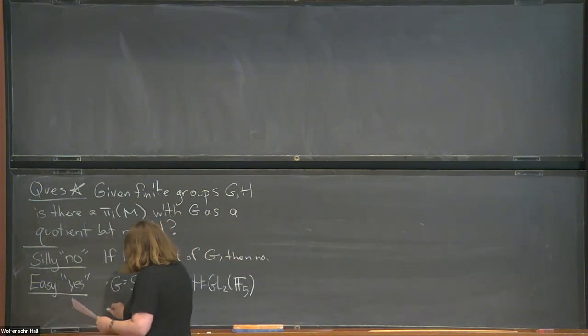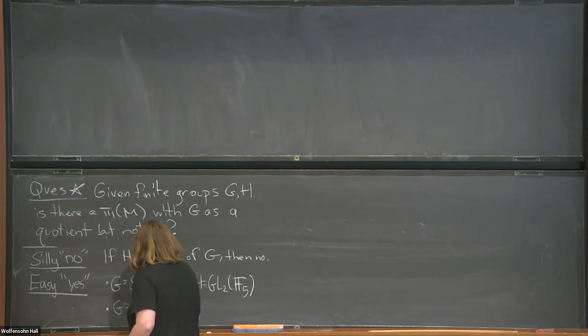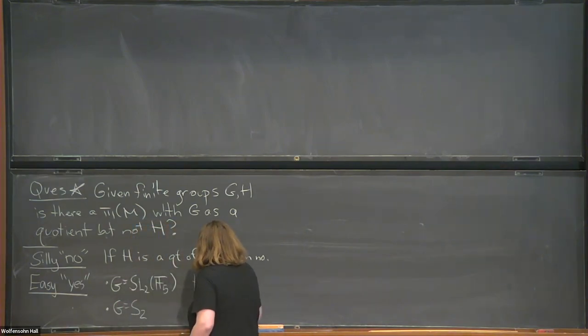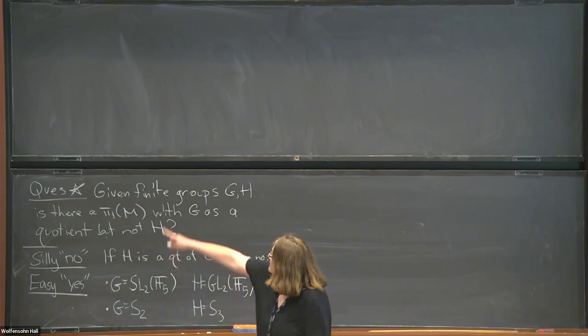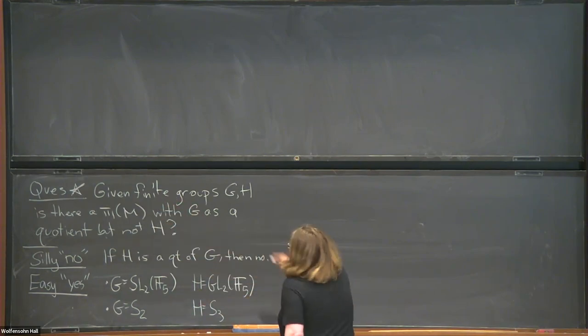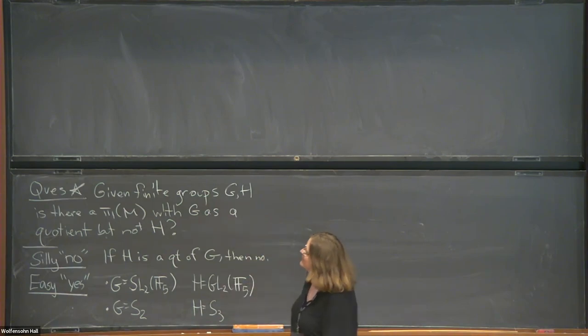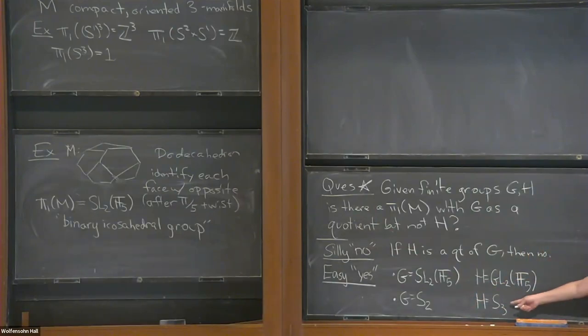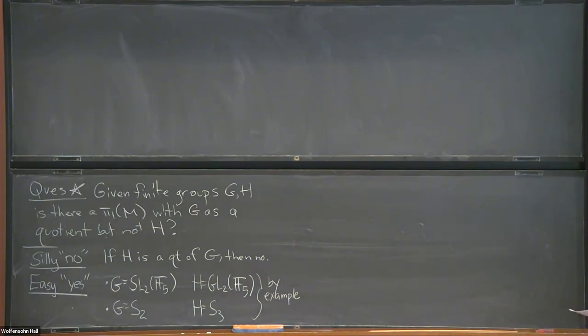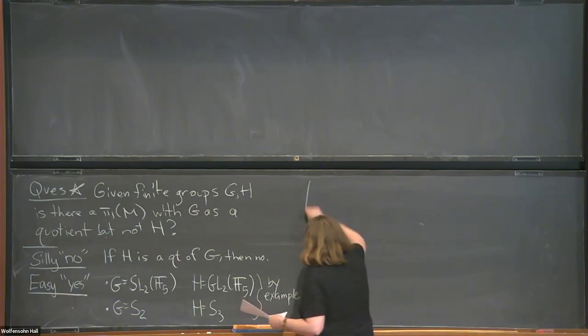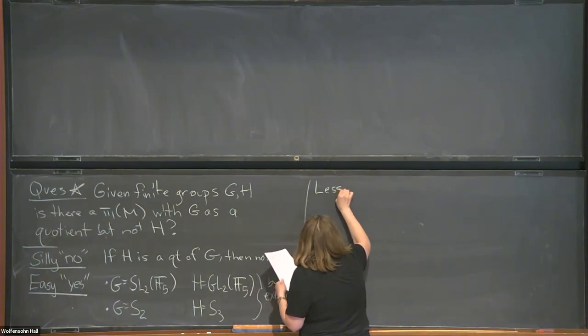Or we could say G equals S2 and H equals S3. And then take one of our examples there, these abelian groups like Z cubed and Z even, which both have S2 as a quotient, but not S3 because it's not abelian. And so these are sort of easy by just example of some known three manifold that gives that construction.